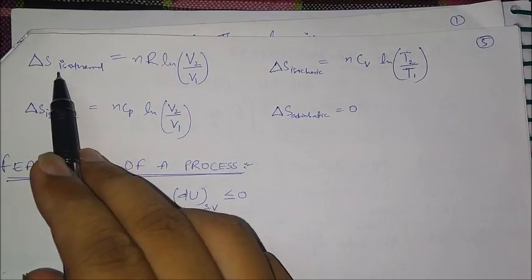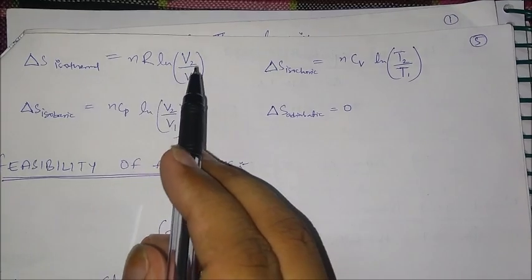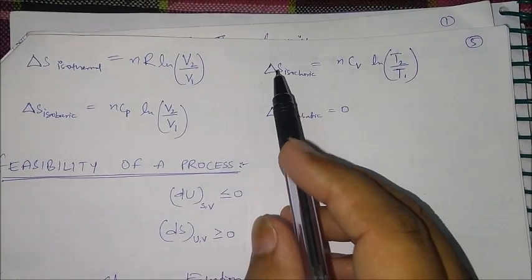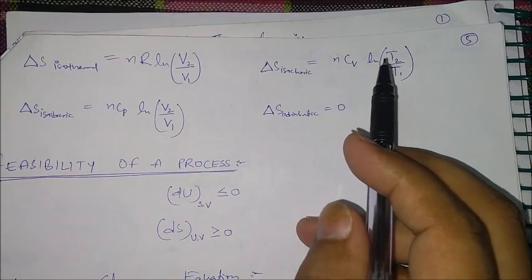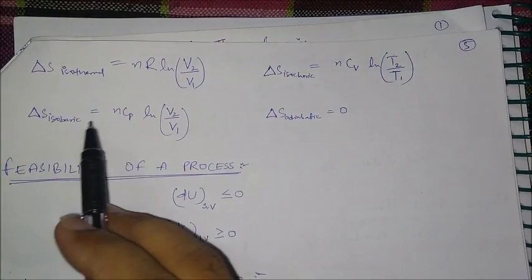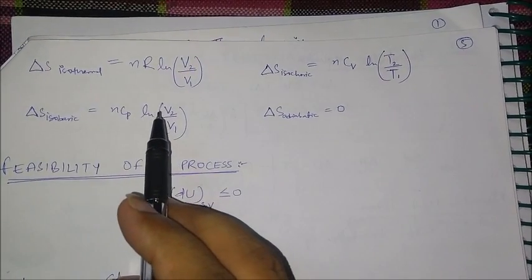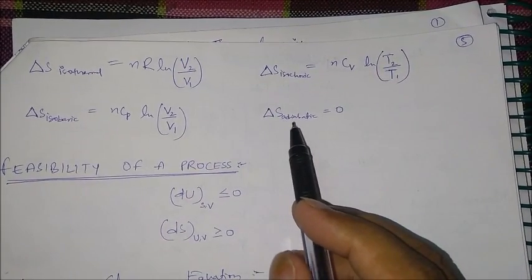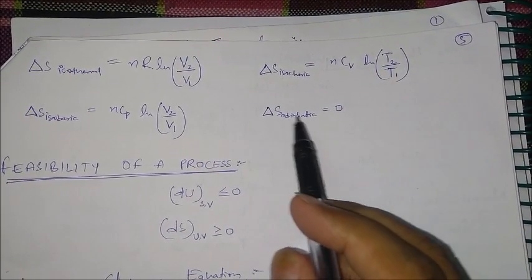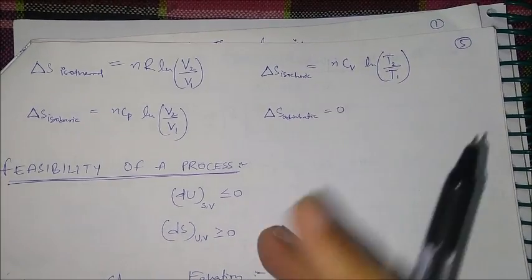Change in entropy during an isothermal process is given by nR ln of V2 by V1, and similarly for an isochoric process it is given by nCv ln of T2 by T1. For an isobaric process it is given by nCp ln of V2 by V1, and delta S adiabatic, meaning change in entropy during an adiabatic process, is 0.